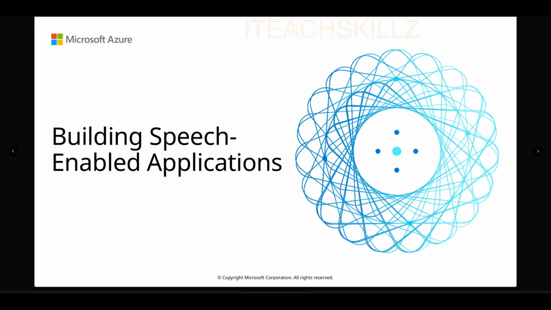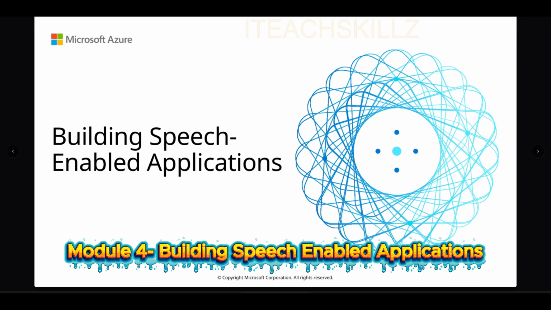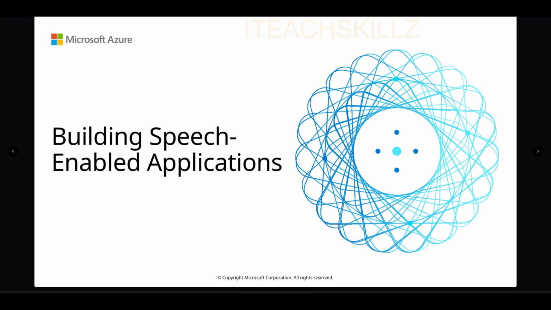All right, in module section 4, we're going to look at building speech-enabled applications. This is very important and we're going to need to do this properly. So without further ado, I'm going to hand over to our presenter for today, Ali, and he's going to go over this for us. I'll be back when Ali's finished presenting. Ali, you have the floor now.